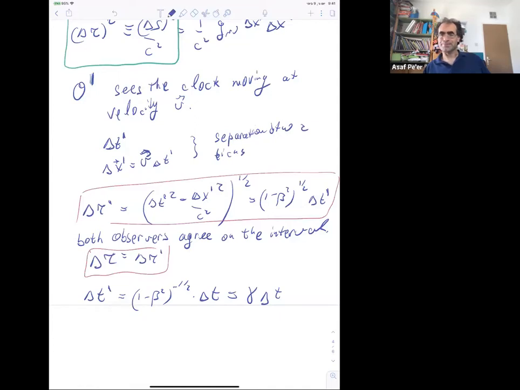The paradox, of course, is that from the point of view of the astronaut, he is not moving, but the Earth is moving. So he would expect his brother to stay younger.